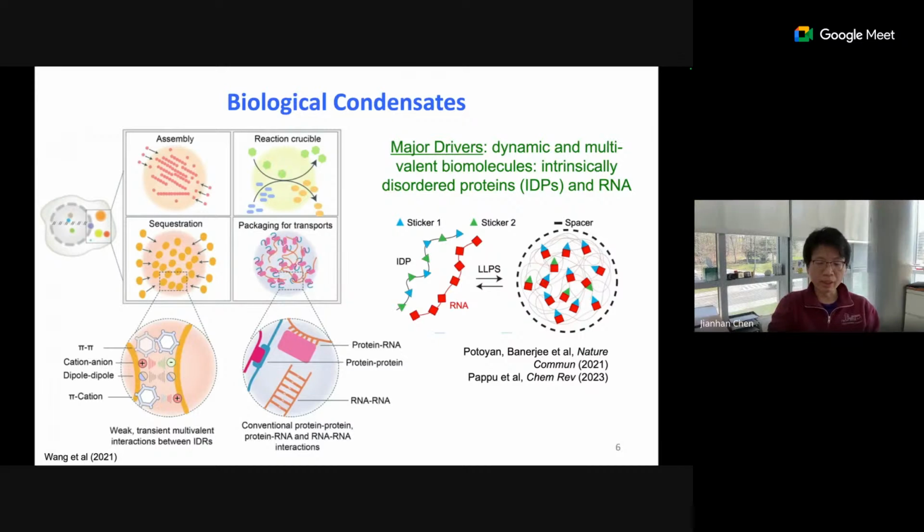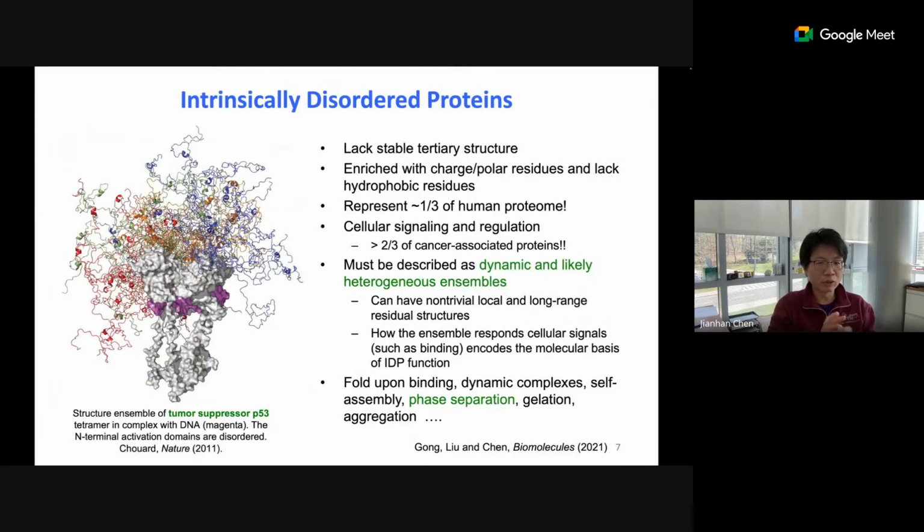Okay, so before I introduce how the field, and also us, have been trying to use molecular dynamics simulation, or modeling and simulations, to understand these processes, I want to introduce this class of proteins. I'm not sure everyone is well aware of these proteins. These are so-called intrinsically disordered proteins.